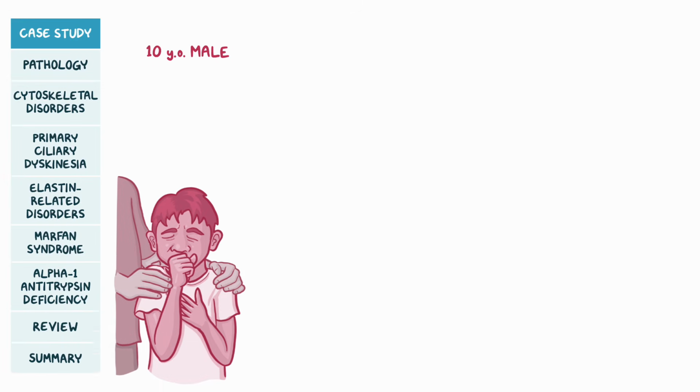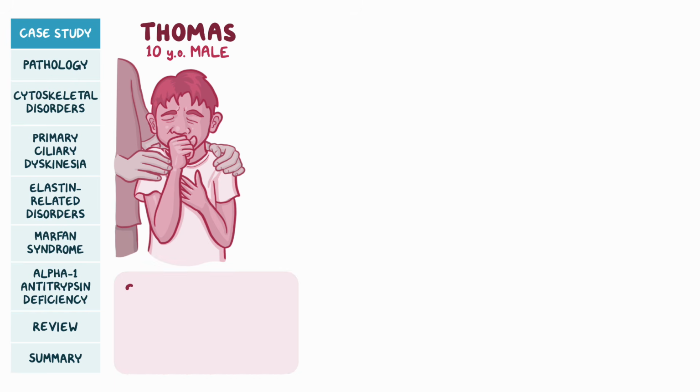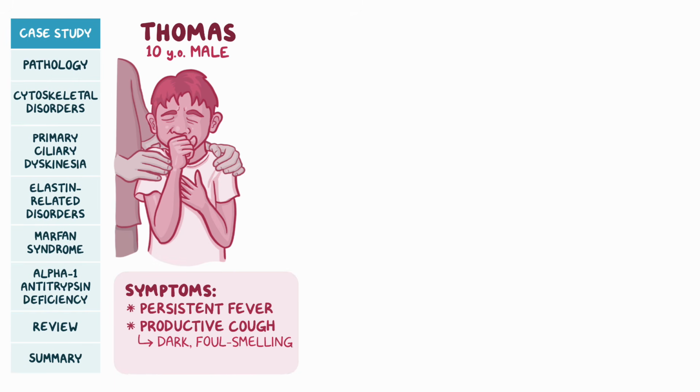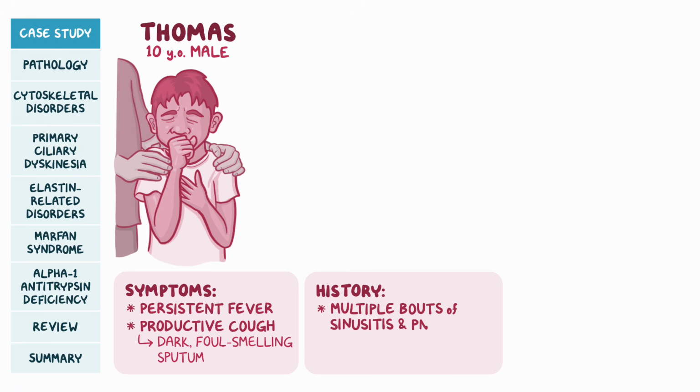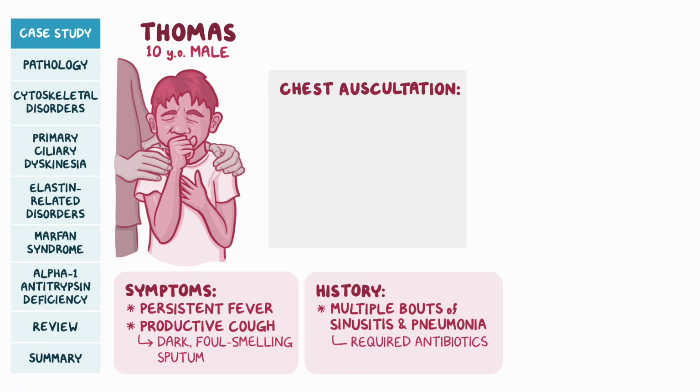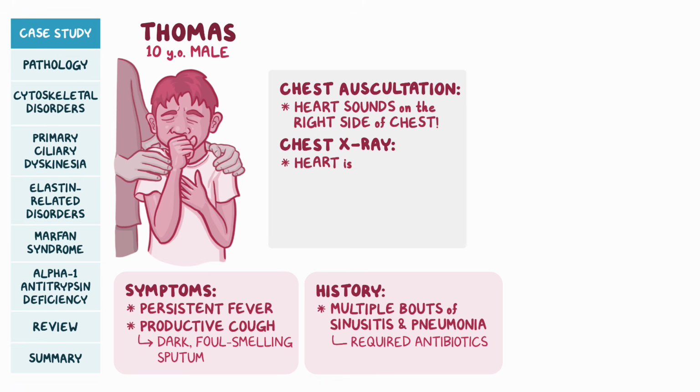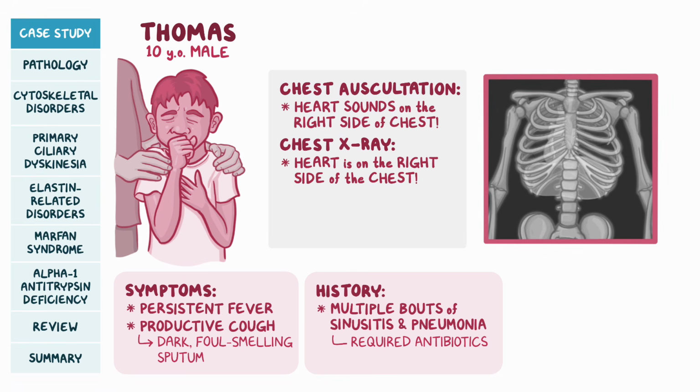A 10-year-old male named Thomas is brought to the clinic by his father because of a persistent fever, as well as a productive cough with dark, foul-smelling sputum. Upon further questioning, his father states that since birth, Thomas has had multiple bouts of sinusitis and pneumonia, which required antibiotics. Upon chest auscultation, you realize that the heart sounds are heard on the right side of the chest. You then decide to order a chest x-ray, which reveals that Thomas's heart is in fact located on the right side of the chest. Finally, you get a CT scan, which reveals abnormally dilated airways.